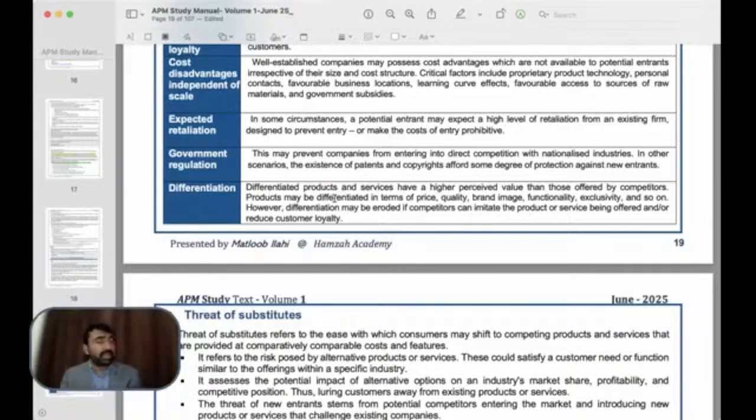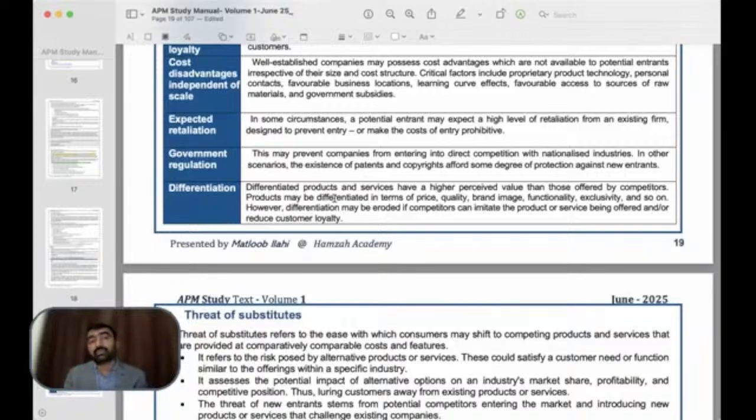Some industries can be protected by government regulations. So if an industry is regulated, then it would be difficult for new players, new companies, and new businesses to make entry into those industries.